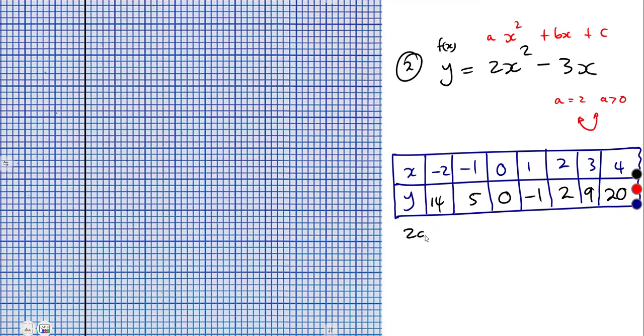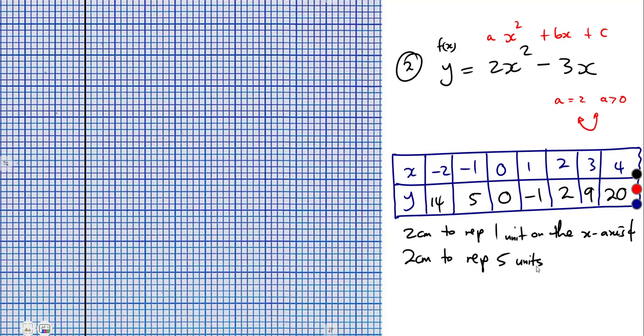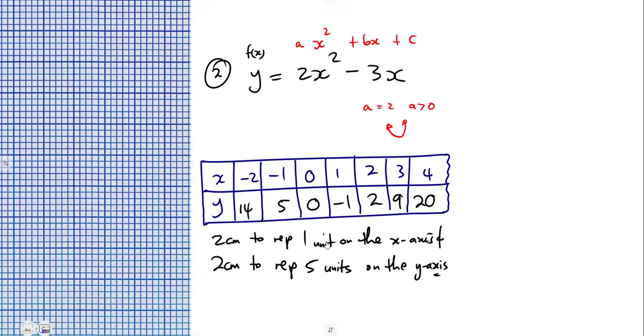We're going to use 2 centimeters to represent 1 unit. So let's use 1 unit on the x-axis to represent 1 unit on the x-axis, and 2 centimeters to represent 5 units on the y-axis. Definitely for x, we're going to take from -2 up to 4. We can see that from what we're given. So that is it, 2 centimeters.